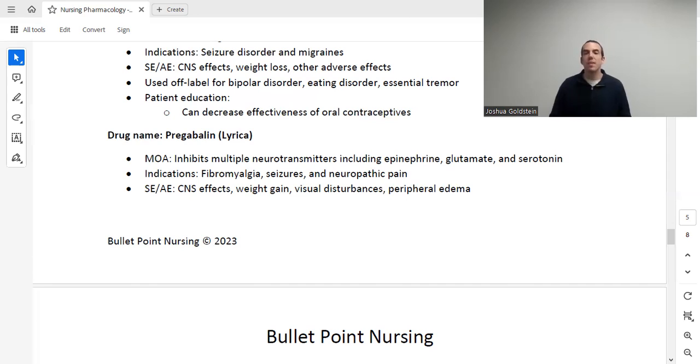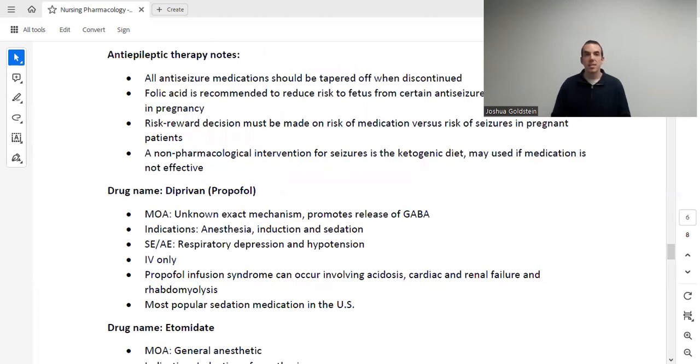This does have several adverse effects, and these are, again, pretty distinct adverse effects. And anytime you see those one-off adverse effects, I would expect to see it on a test. Something like visual disturbances is pretty uncommon, so I would know that. Pregabalin causes visual disturbances. It causes peripheral edema unrelated to heart failure, which again is pretty unique. So I would know that. It can cause weight gain, and again, like almost all of the seizure medications, it can cause a patient to have effects related to their neurostatus.